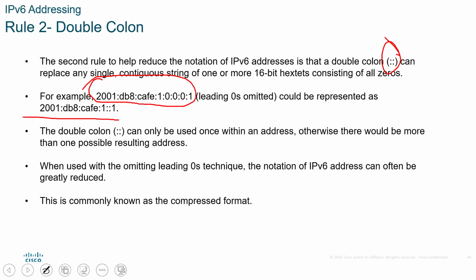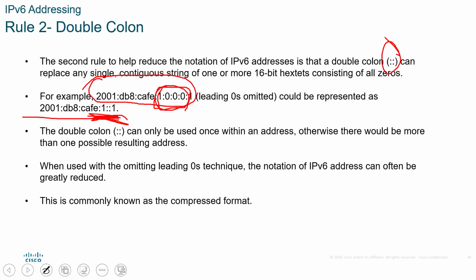Leading zeros omitted, it should be represented like this. How did you get it? You see, this is a run of continuous zeros: 0, 0, 0. You have more than one 0 together, so you can just replace it with the double colon, and that's all. That's what this rule is saying.